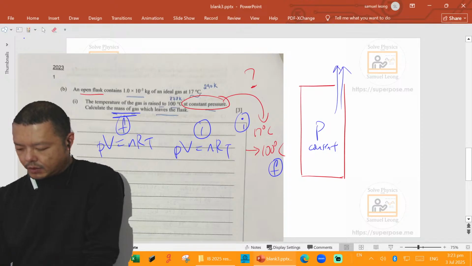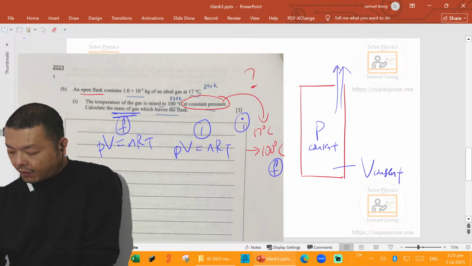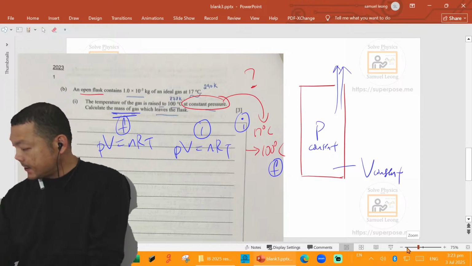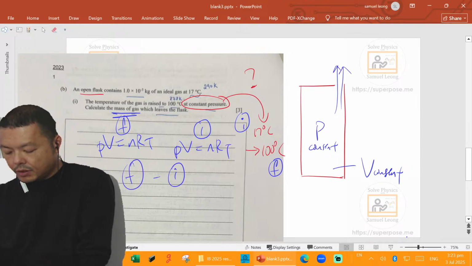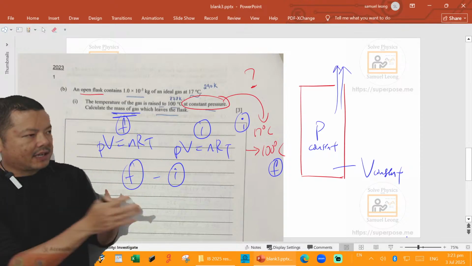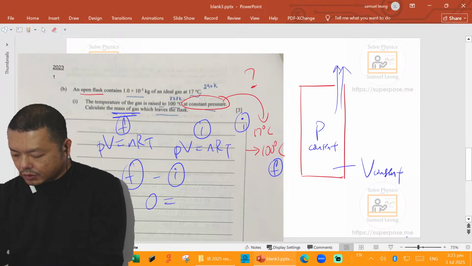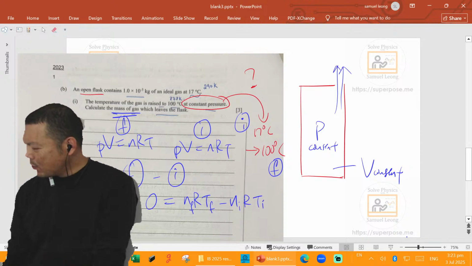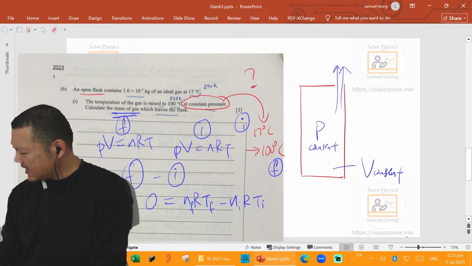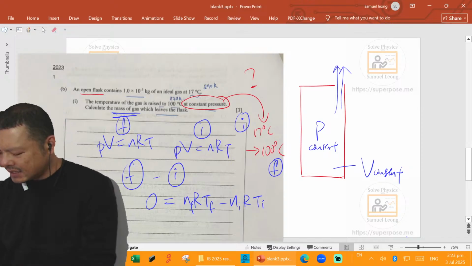So what will happen here though? The volume is also constant. So PV is constant, P times V is constant. If you take the final minus the initial, the two terms on the left hand side basically become zero. So you have nRT final minus nRT initial, something like that. Did they give you the molar mass of the gas from the first part? It's just like that, there's no other information on what kind of gas it is.